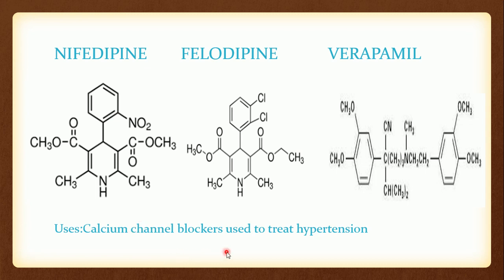These calcium channel blockers are also used to treat hypertension. How they can be used in the treatment of hypertension: when the calcium influx is more, contraction or constriction of the blood vessels occurs. When we block the calcium channels, influx of the calcium can be decreased and relaxation of the smooth muscles or dilation of the blood vessels can be done.